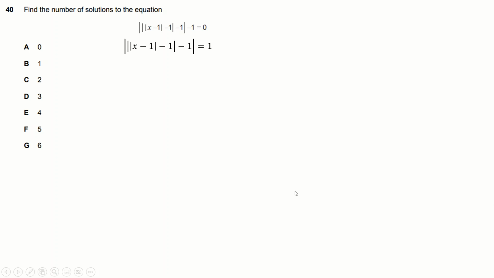Okay, so let's add 1 to both sides. And now, of course, if the mod of all of this is 1, that means either all of this is minus 1, because modded, that's just 1, or, of course, all of this is just 1. Right, so we've got 2 branches to work with. Let's deal with this one first.